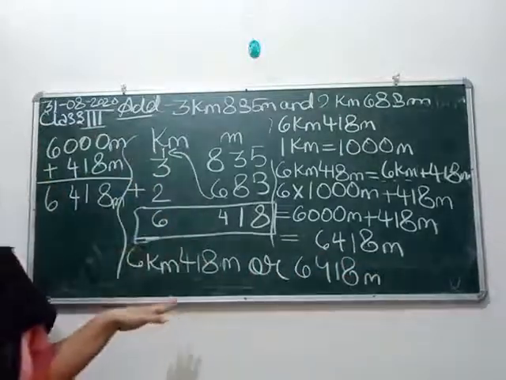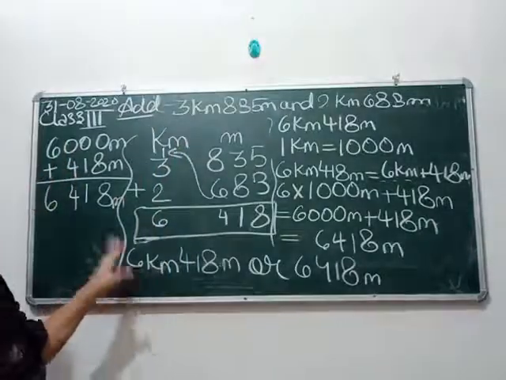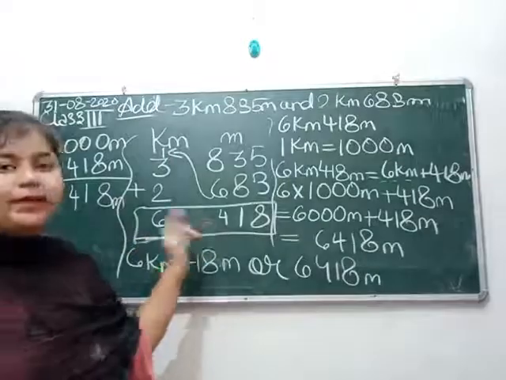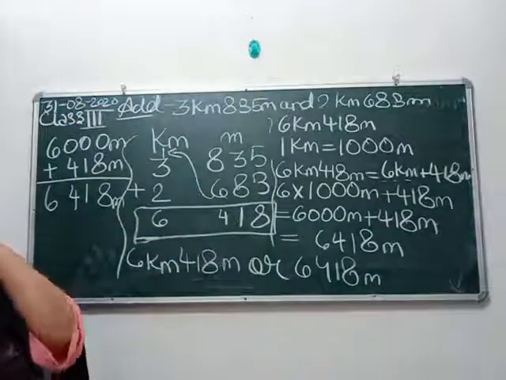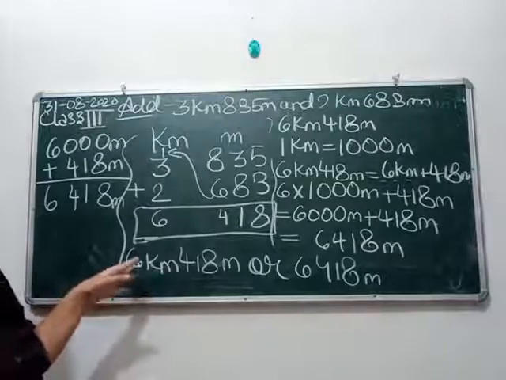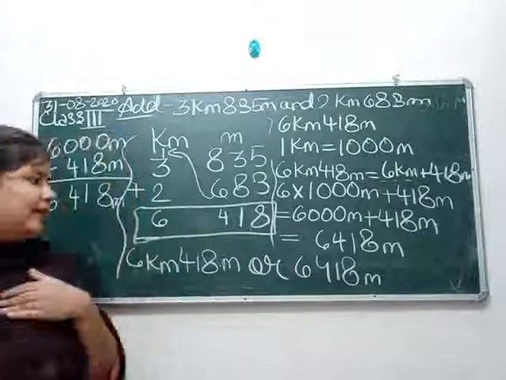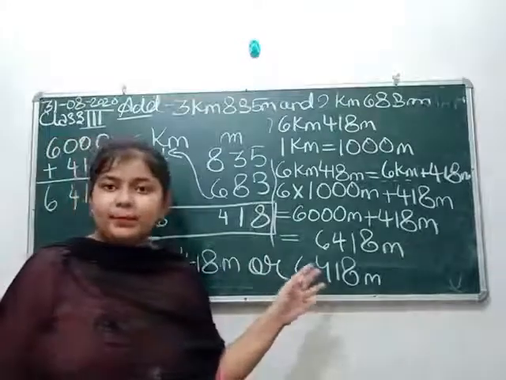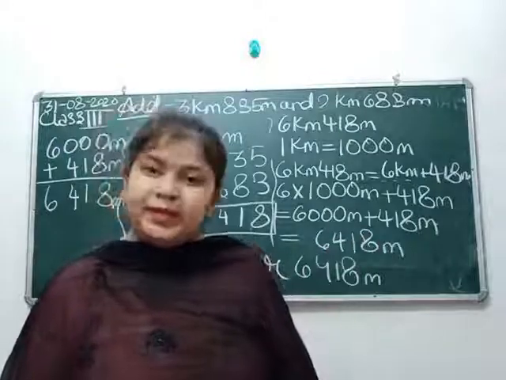So what we have done: first we did our addition, then we got our answer as 6 kilometer 418 meter. Next we converted this value into meter and we got our answer as 6418 meter. Okay, so kids, this is it for today and we will meet in our next class.